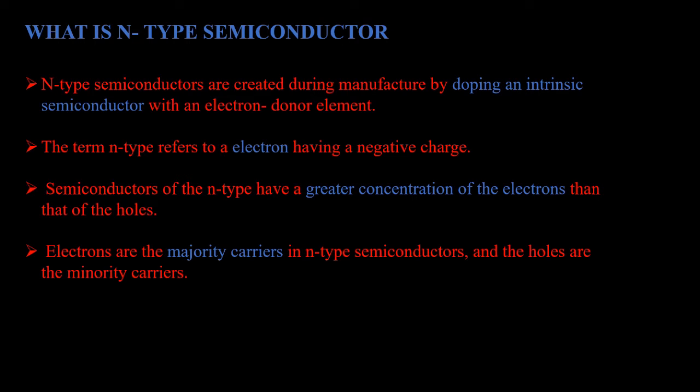This is Inji Facts and today I am going to explain about the N-type semiconductor. As we discussed earlier, these semiconductors are classified into two basic types based on their purity and the doping value. First is intrinsic and second is extrinsic semiconductor. N-type is the extrinsic semiconductor.